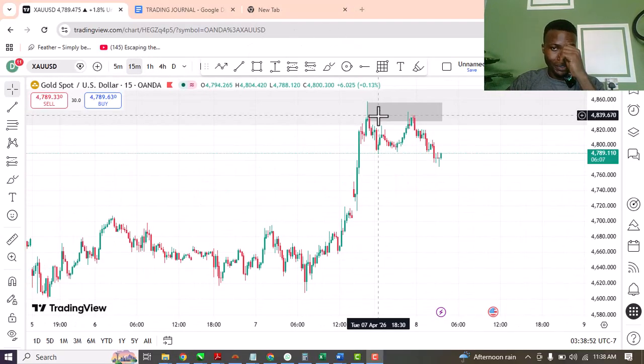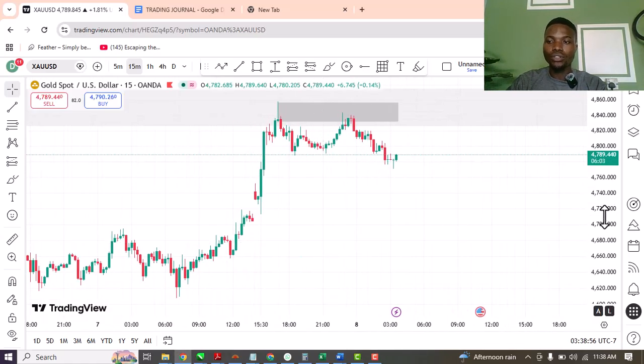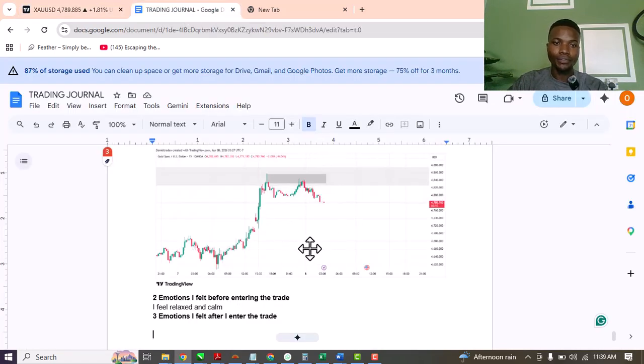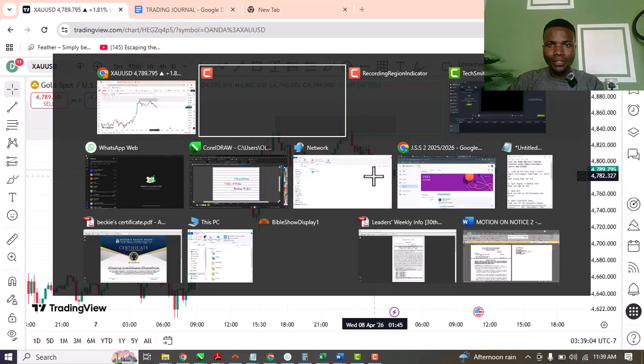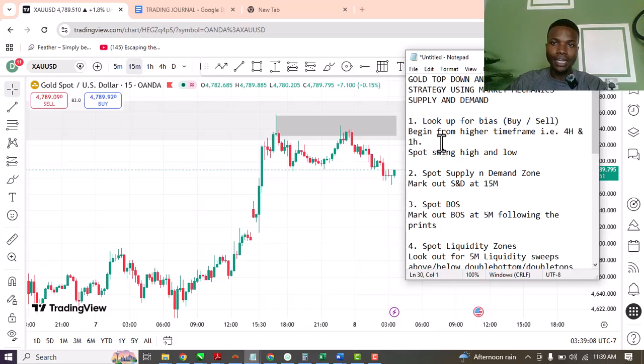Due to the strategy that I trade, let me open that so we can know what we are looking for in the market right now. I think I should just open my notepad. This is my top down analysis using the market mechanics of supply and demand.